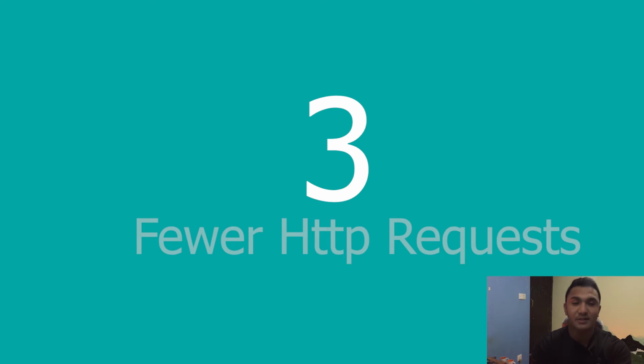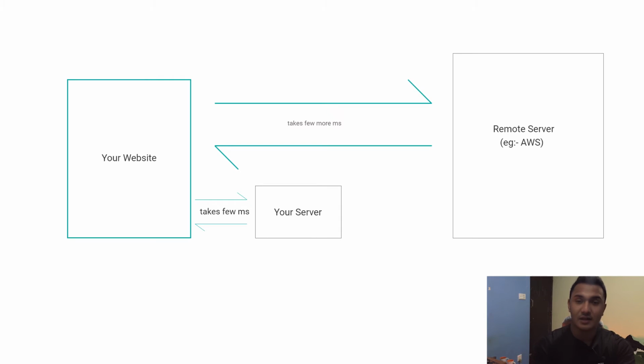The number 3 point I have for you guys is use as few HTTP requests as possible. You see, the thing about an HTTP request is that your browser, your website has to fetch data from somewhere else. It may be from your own server or maybe from a server in a remote location. Now it takes time for data to come back, right? Due to which it affects the website loading speed, so you should minimize it as much as possible. So try to avoid using third-party libraries, because that's an HTTP request for the most part.